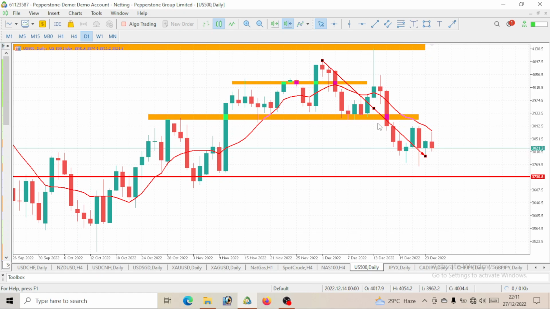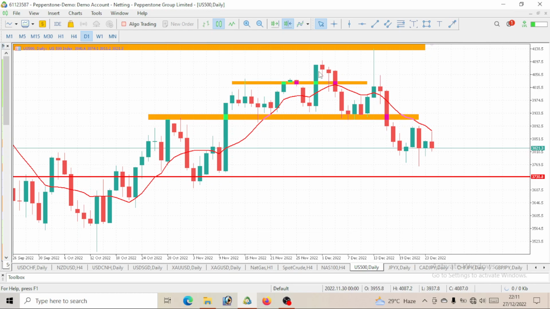That is one. Secondly, we can see that this price is trading below the 10 period moving average. And you all know that once price is trading below the 10 period moving average, then definitely it is a sell movement. You should go ahead and sell. So this is exactly what we are having on S&P 500.